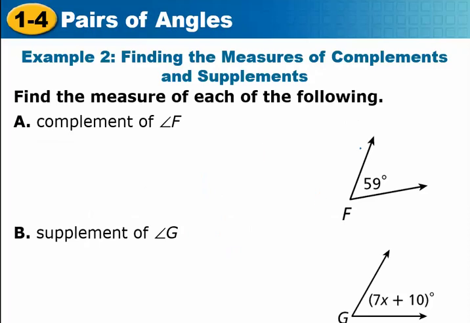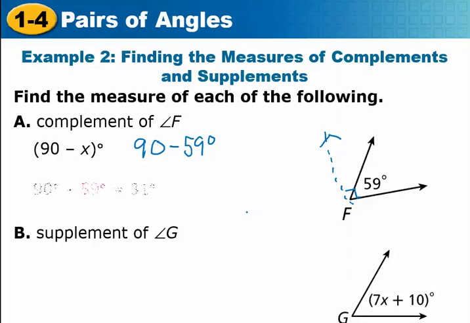All right, so here we have an angle, 59 degrees, and we want to find its complement. So we want to find the angle so that if we added them together, we would get a 90-degree angle. To do that, you just go 90 minus 59 degrees, and you will get the measure of its complement. And that would be 31 degrees.